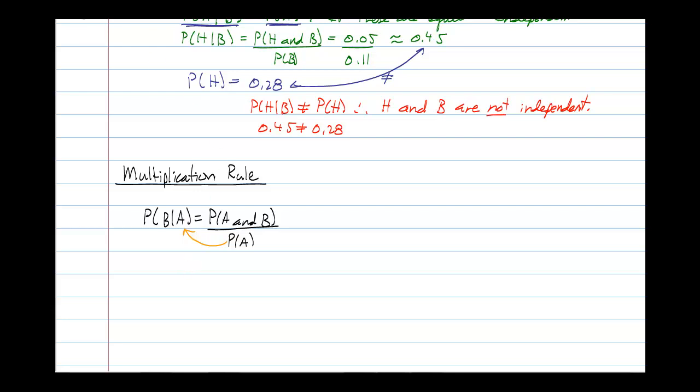Now what we do is we use some algebra and we solve for the joint probability. So we multiply both sides through by the probability of A, and we can see here that these will cancel, and what we have here is a new formula. We have the probability of A and B is equal to the probability of B given A times the probability of A. So this is our general multiplication rule. And this is true for any two events. So let's go ahead and write that out.